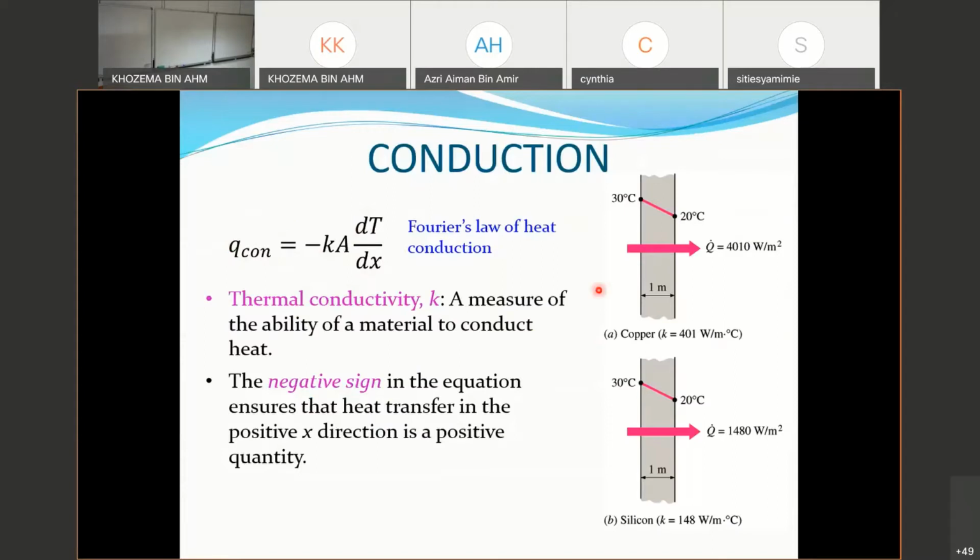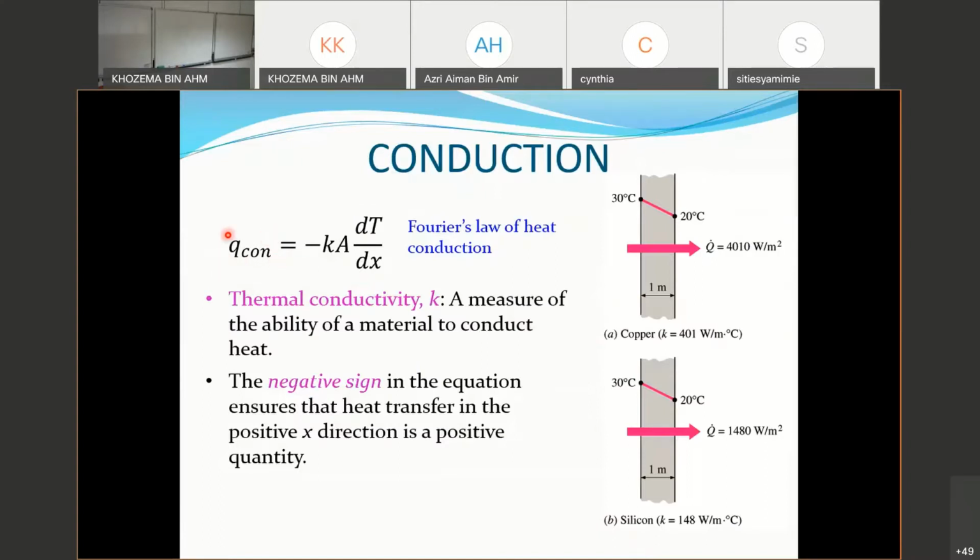You can see here we have two examples of how heat transfer can happen using different materials. In A, it is for copper, and in B, it's for silicon. Now, this is the main equation for conduction heat transfer, and you have to understand each and every term in the equation. Again, Q here stands for heat transfer.